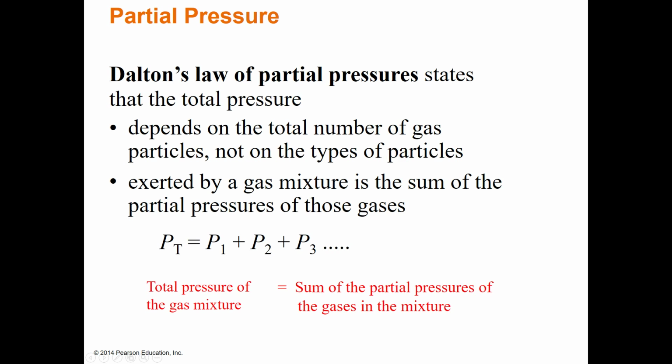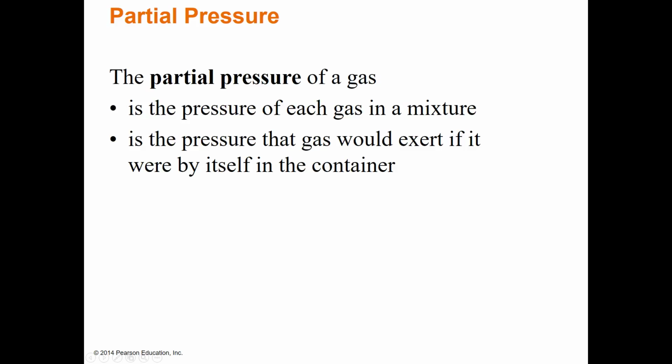Let's define what partial pressure is first. The partial pressure of a gas is the pressure of each gas in a mixture. It's the pressure the gas would exert if it were by itself in the container. So if you have 10 different containers with 10 different gases, and you put them all together in one container, then the total pressure would be the sum of the individual pressures added together.